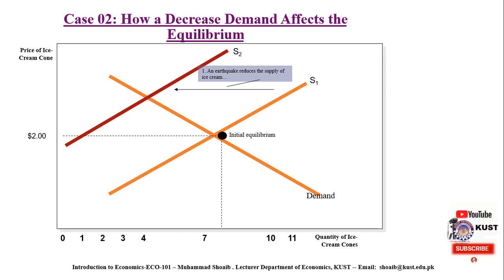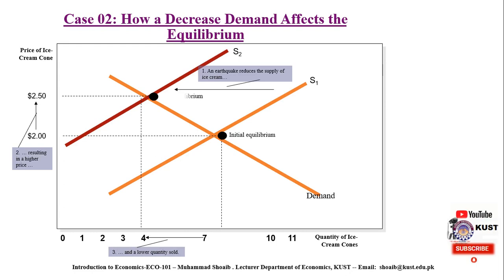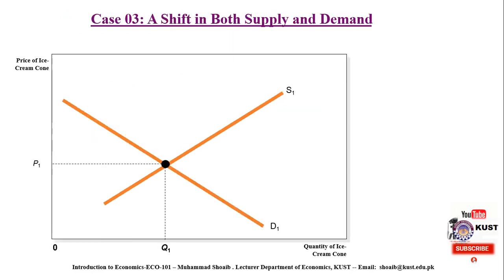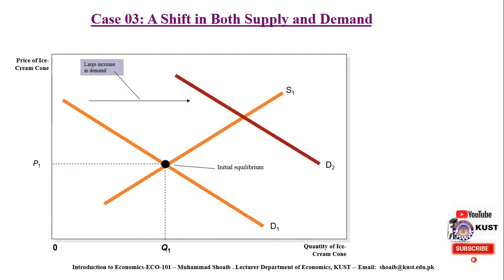So what will happen at the new equilibrium? At the new equilibrium position, the equilibrium price increases from $2 to $2.5, while the equilibrium quantity reduces from 7 to 4 units. The decrease in the quantity of ice cream demanded is due to the increase in the price, while the decrease in the supply is due to the earthquake or the natural disaster. So that will result in a lower quantity that is sold. What will happen if both the supply and the demand curve shift?